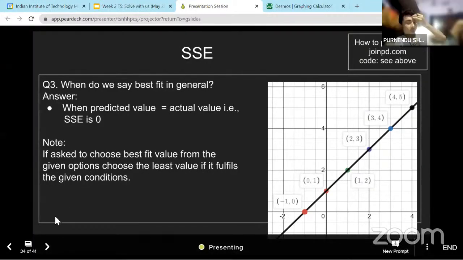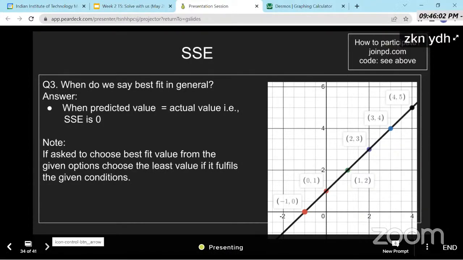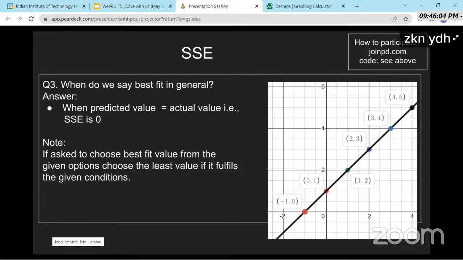So the model is the given function, right? Right. So a model equation is something we will be giving you, and then we will be asking you, is this model the best model? So how do you do it? You find the SSE value. Okay.